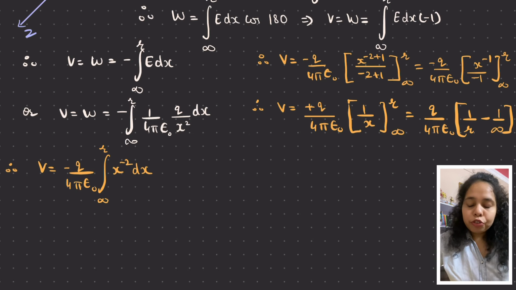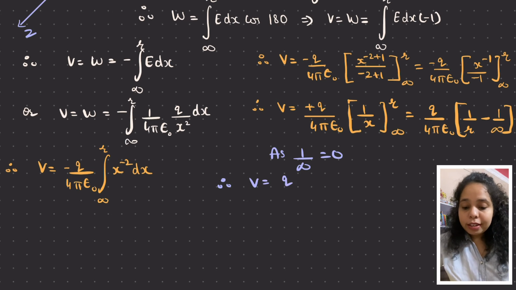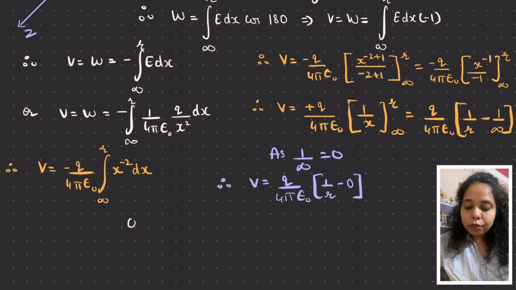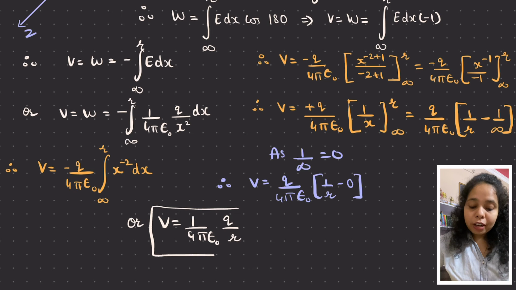So we have substituted the limits now, and we will further write that we know 1 upon infinite is 0. Therefore we have V is equal to Q upon 4 pi epsilon naught 1 upon r minus 0. And the final expression which we are having is V is equal to 1 upon 4 pi epsilon naught Q upon r. So this is the final expression for the potential.